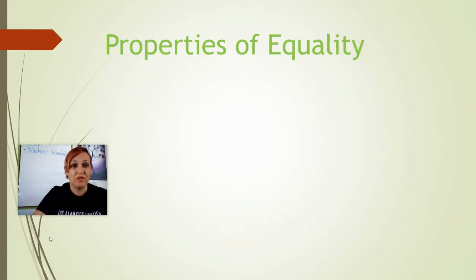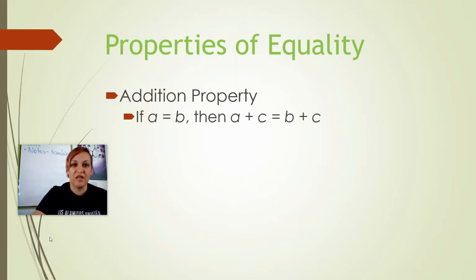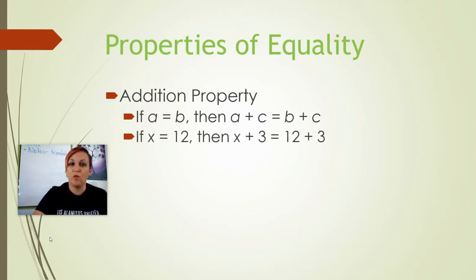Our next properties are going to be used specifically for solving equations, which will be taught in video 2. Our first property is the addition property, and the addition property says that in an equation, you are allowed to add the same number to both sides of the equation, and it will still remain an equation, two things that are equal to each other. Okay? So if I wanted to add 3 to both sides of this equation, I can, and it'll still be a true statement.